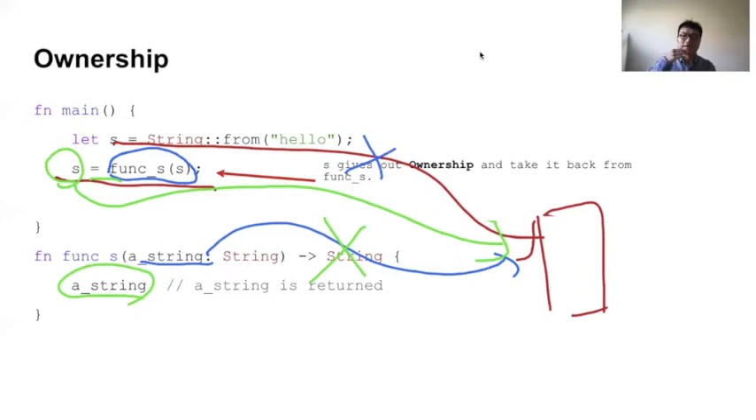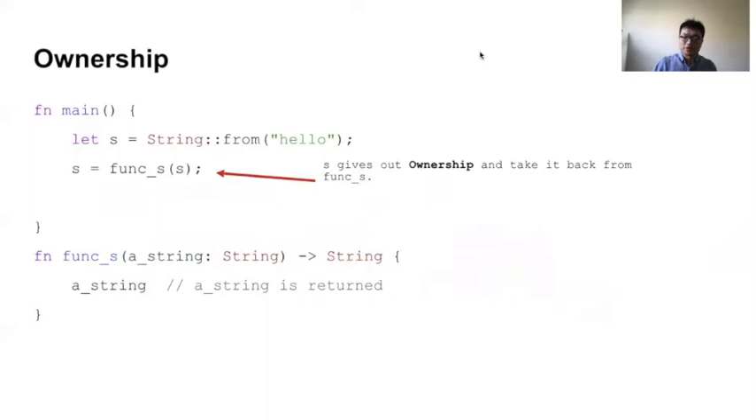If you want to pass the string to a function, which means you give out the ownership, you have to return this reference of the string to the main function and use another variable to get it. Otherwise, you cannot use s anymore in the main function after you call it. Okay.